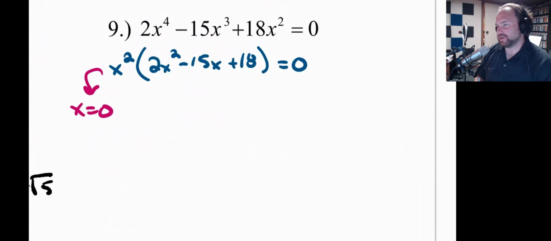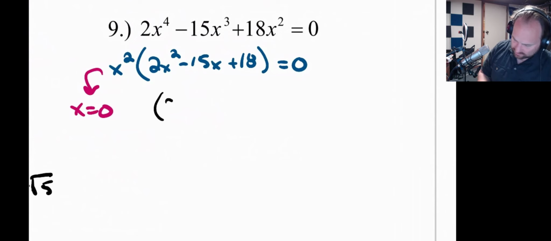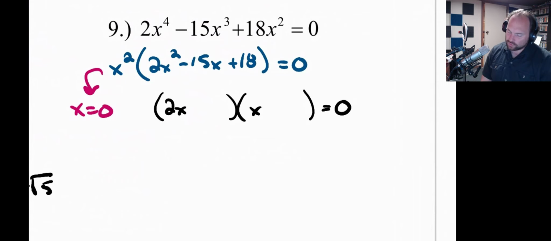2x squared minus 15x plus 18. Well, 2x has got to be 2x times x. So how do we break up this 18 in this case to get negative 15? It's got to be minus something and minus something, because it's negative 15. How about, I think 3 and 6 will work. Because if I multiply the 6 times 2, it's 12, plus 3 more is 15. So this is minus 3, and this is minus 6.